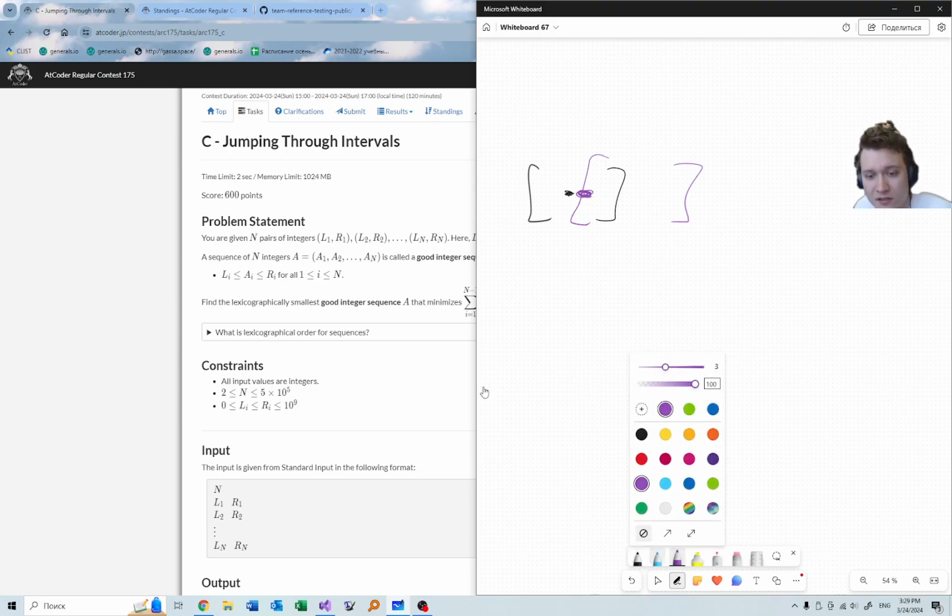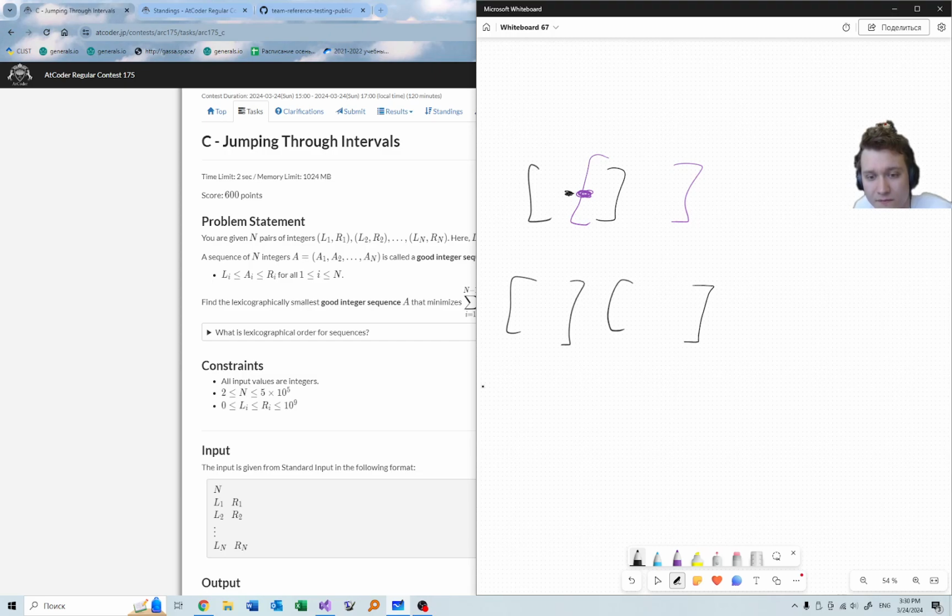The problem starts when we see that the segment is actually to the left of us. If the segment is to the left of us, then at some point we will move only to the left. We will only move to the left.